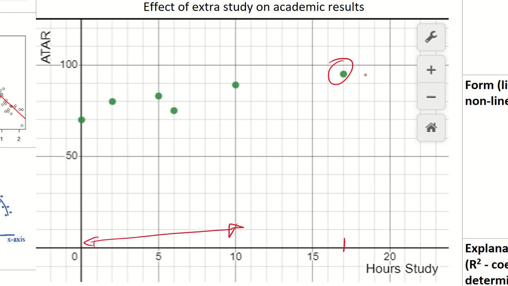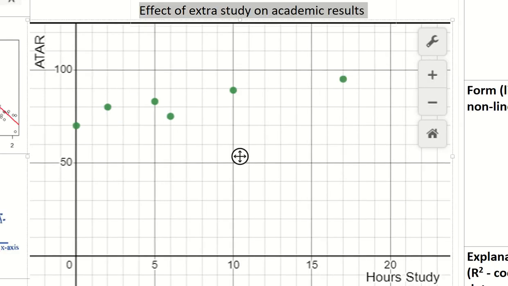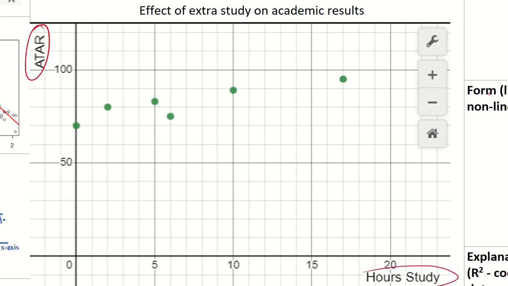We'd be really looking for some data point that's out here. All these ones basically following that trend, and then this one out on its own. So for this data set, we don't have any outliers. You might have some outliers naturally in your data set, that's fine. So effectively we're looking at this data set and we're trying to determine whether there is an association between the person's ATAR and their hours of study.